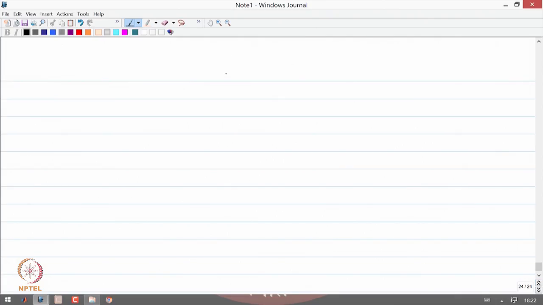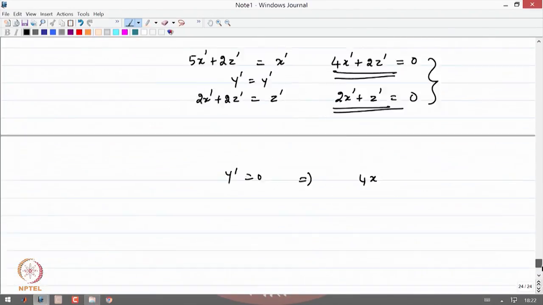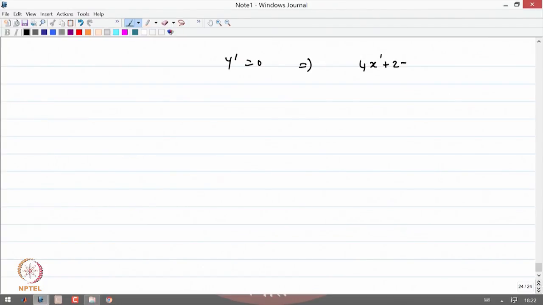One choice is y prime is 0. If y prime is 0, that gives you one eigenvector. The other choice is that y prime is equal to y prime does not tell you that y prime is 0. Therefore, y prime can be anything. So, how do we choose this? Let us do the first one, namely choose y prime equal to 0 and see what happens. Then you have 4x prime plus 2z prime equal to 0, which means x prime is equal to minus 1 by 2 z prime.